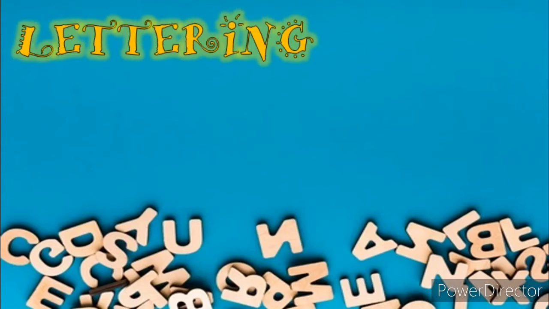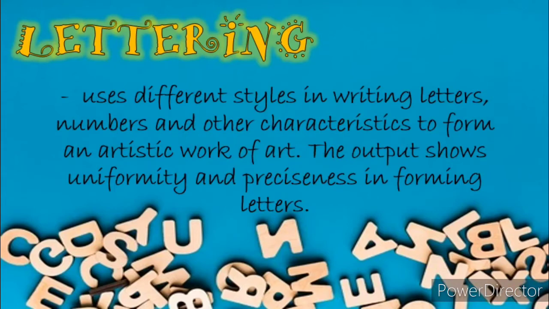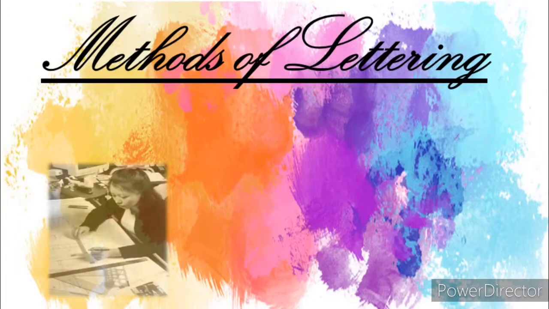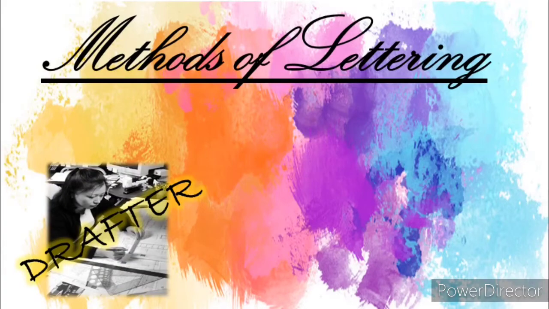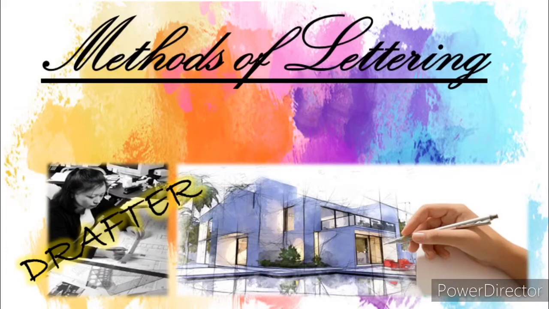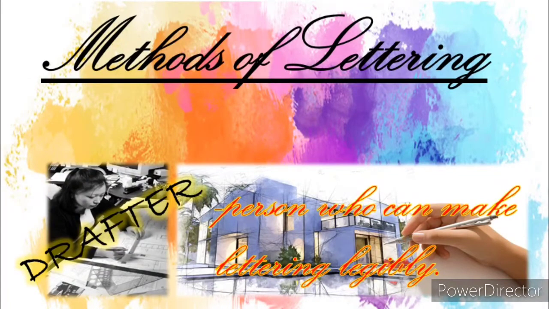Before anything else, let's define first. Lettering uses different styles in writing letters, numbers, and other characters to form an artistic work of art. The output shows uniformity and preciseness in forming letters. Since you already know the definition of lettering, let's have the methods of lettering. A person who can make lettering legibly is called a drafter. Either he or she uses freehand or guide tools in lettering such as a ruler. The following enumerates the methods of lettering.